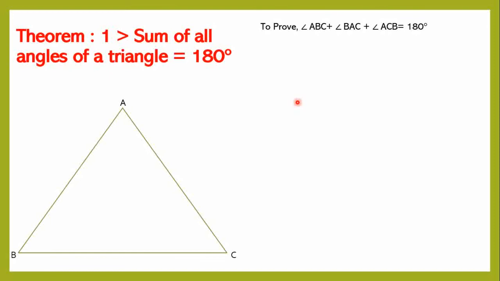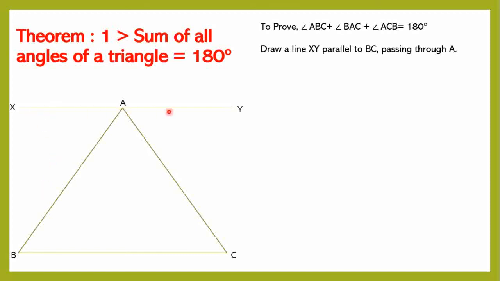So to prove this, what we will do, we will draw a line XY parallel to side BC passing through A. So we will draw a line XY parallel to BC like this.